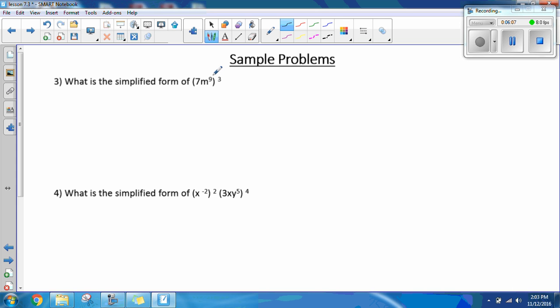We have 7m to the 9th power, this quantity being raised to the 3rd power. So we take each of the factors and raise it to that power on the outside. So I have 7 to the 3rd power times m to the 9th power being raised to the 3rd power. Well, 7 to the 3rd power is just 343, and for m to the 9th power to the 3rd power, I just multiply the 9 and the 3, so that's just m to the 27th power.